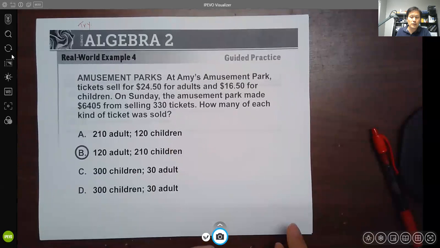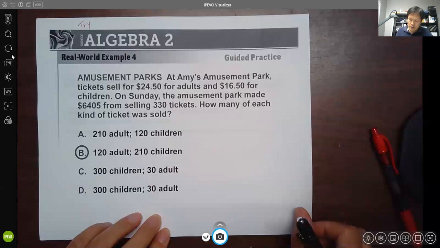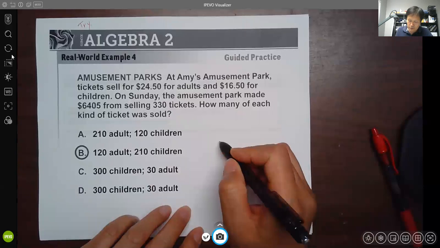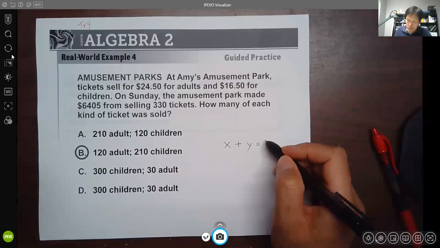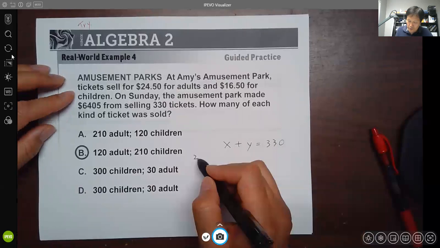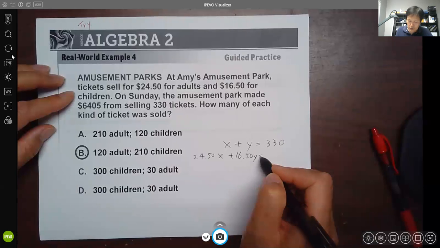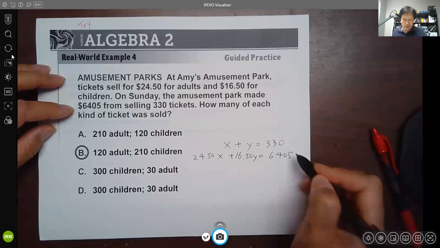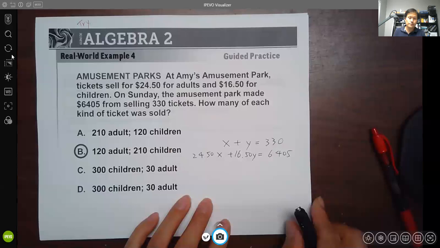Okay, pause the video, please. You try this. You got the answer? Then you're good. It is supposed to be set up as what? x plus y is equal to 230 and 24.50x plus 16.50y equals 6405. Then solve for x and y. Yeah, that should do it.